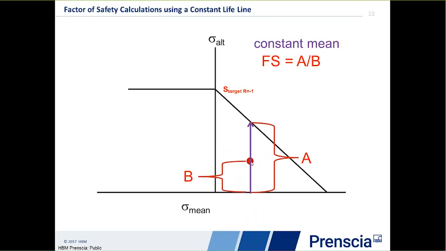And so within DesignLife, you can do these simple calculations where we'll look at a load history, find the worst cycle in that, and come back and give you just a stress-based factor of safety, either constant R ratio or constant mean.